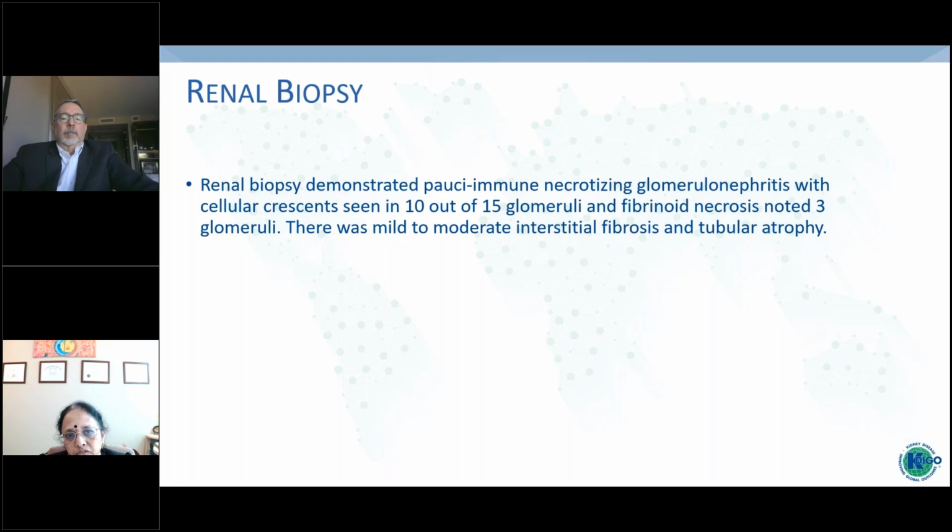Here again, the renal biopsy demonstrated pauci-immune necrotizing and crescentic glomerulonephritis, with cellular crescents noted in 10 out of 15 glomeruli and fibrinoid necrosis in 3 glomeruli. Again, mild to moderate interstitial fibrosis and tubular atrophy. So here you have a patient with PR3 ANCA vasculitis, an elderly patient, who previously received cyclophosphamide for induction, who is now relapsing with kidney disease and has a pretty active kidney biopsy.